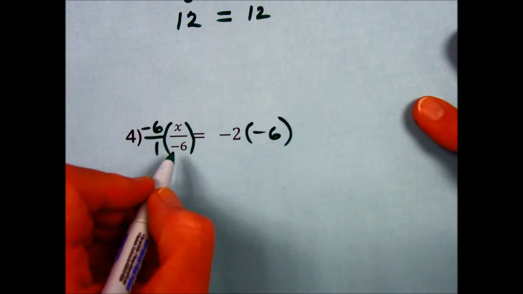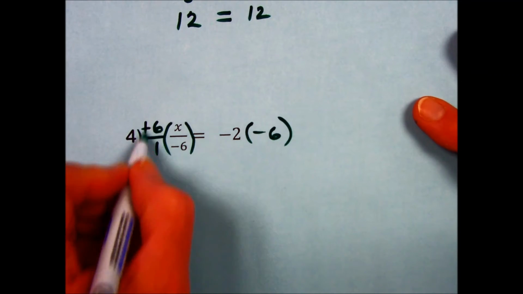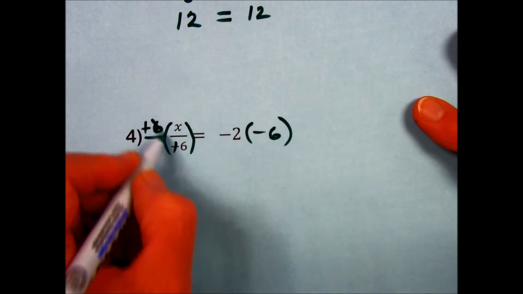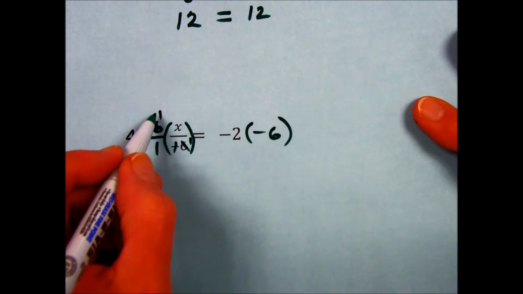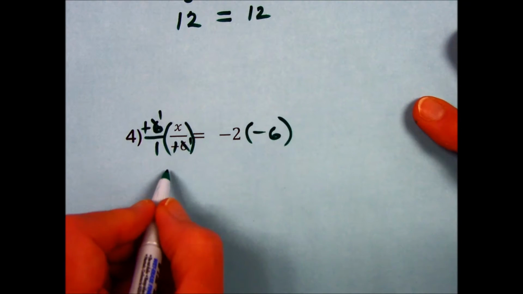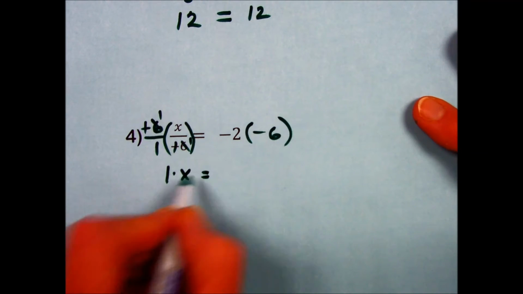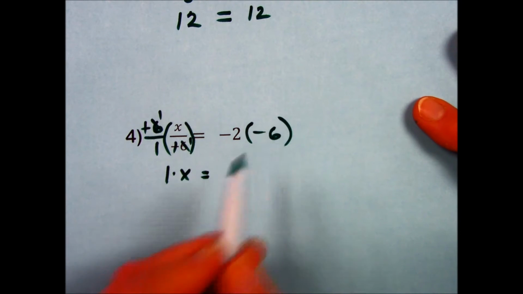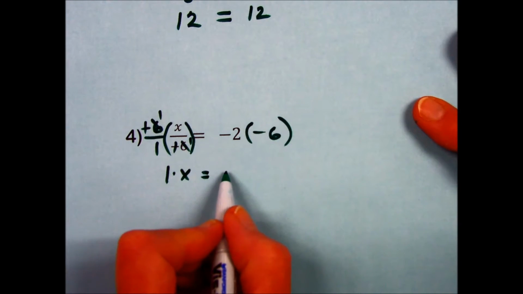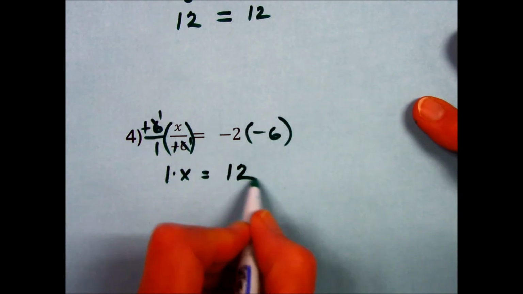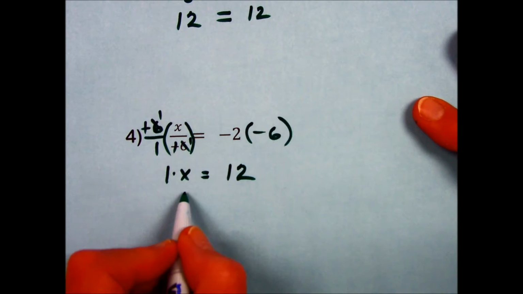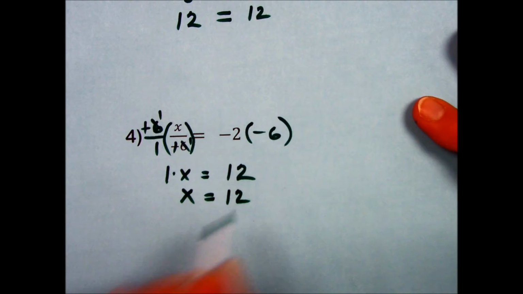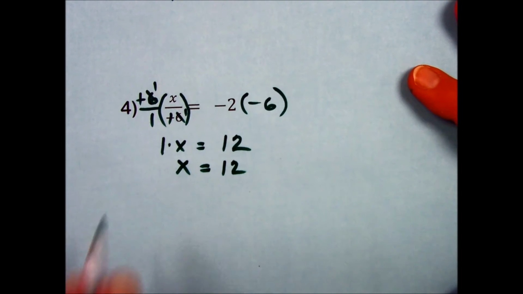A negative divided by a negative results in a positive. 6 divided by 6 results in a 1. So we're left with a 1x when we simplify on the left-hand side. A -2 times a -6, 2 negative numbers multiply to give us a positive, and 2 times 6 is 12. 1 times x is x. Our solution is x is equal to 12.